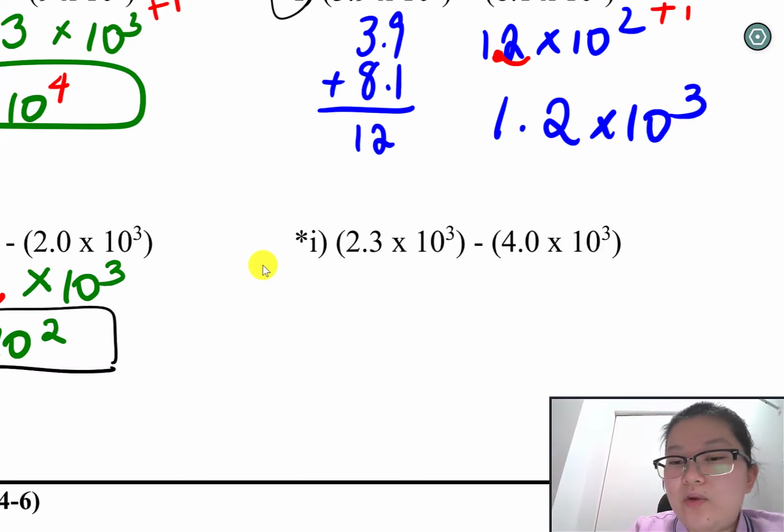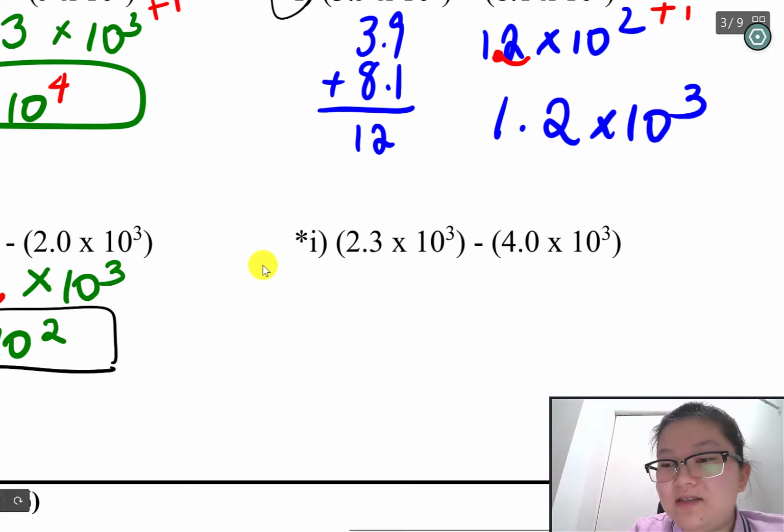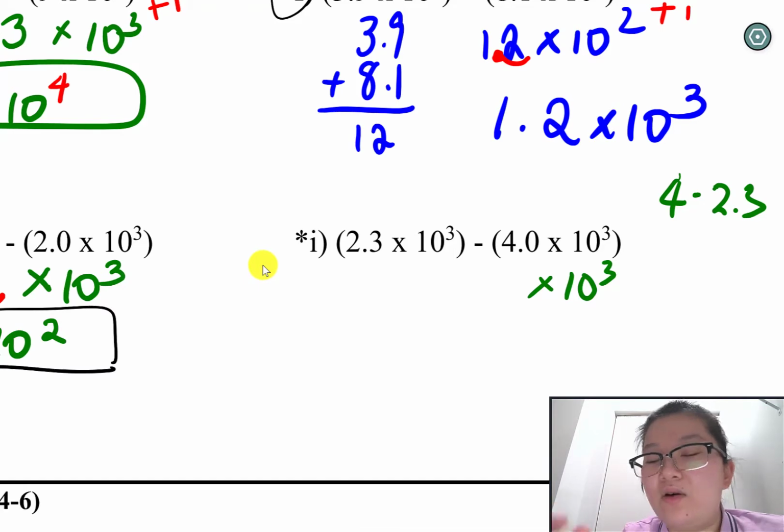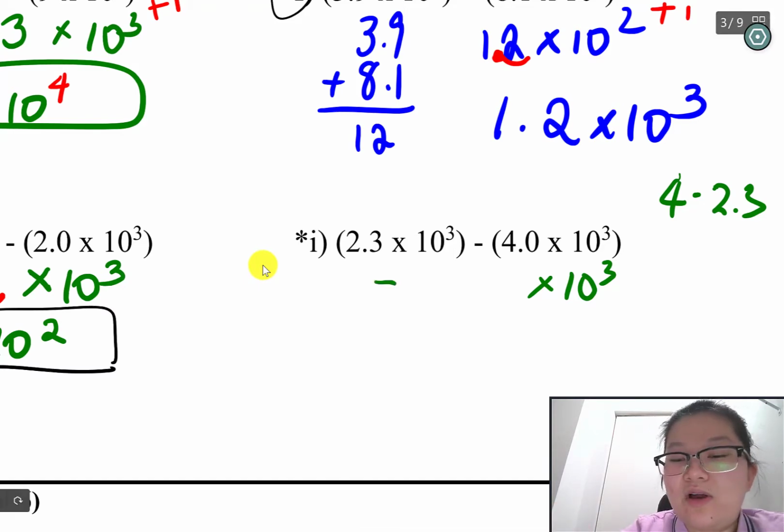In this case, it looks like we still have 10 to the power of 3, but we are subtracting, and subtracting by 4 is definitely going to give us a negative number. So what I'm going to do is take the 4, subtract 2.3 from it, and then make the whole thing negative. So that's going to give us 1.7, and that's times 10 to the power of 3.